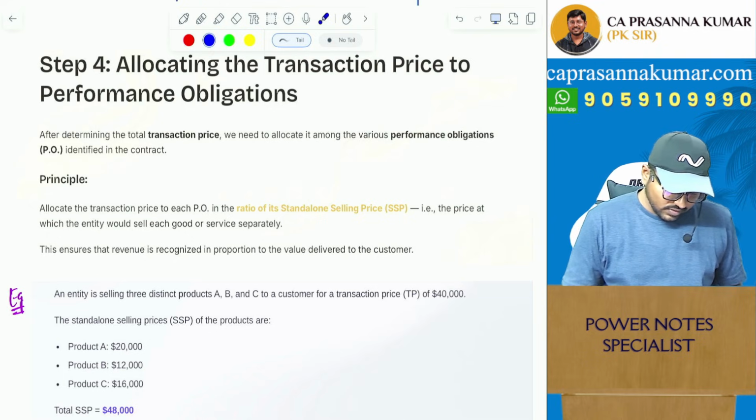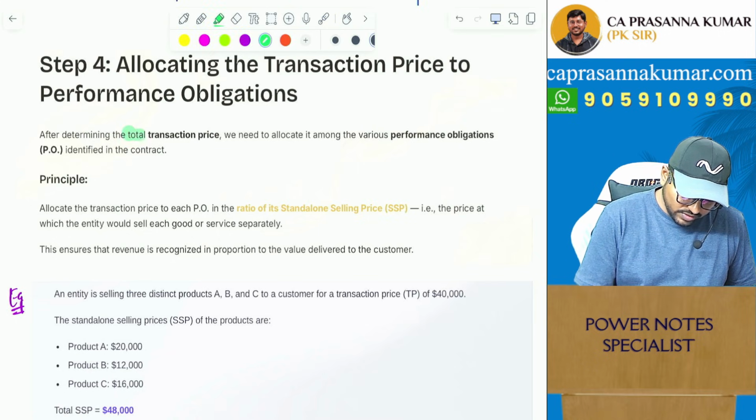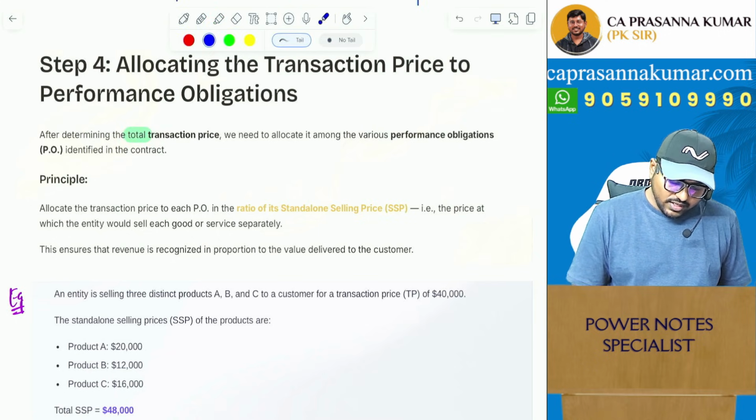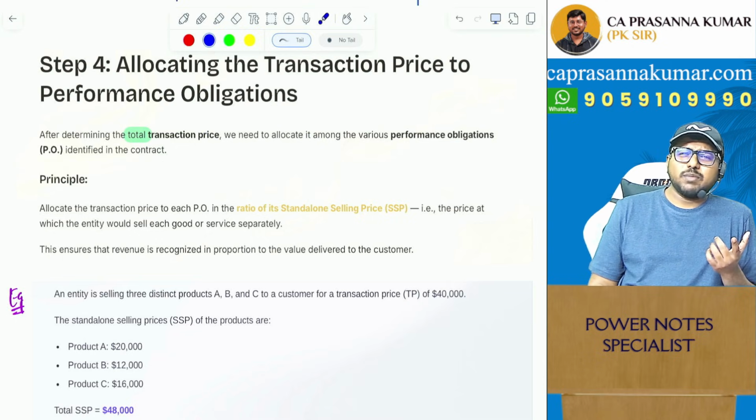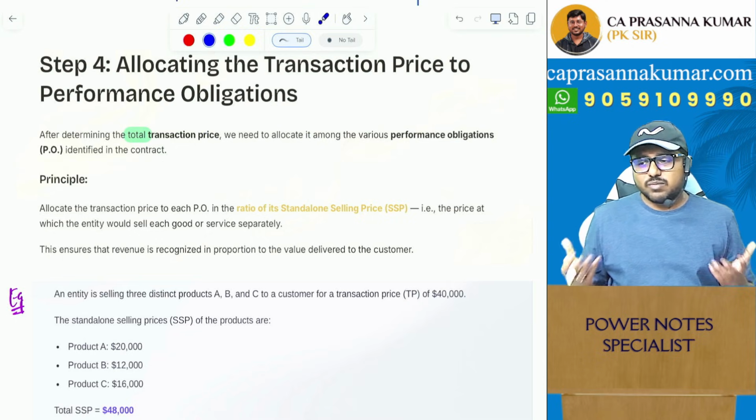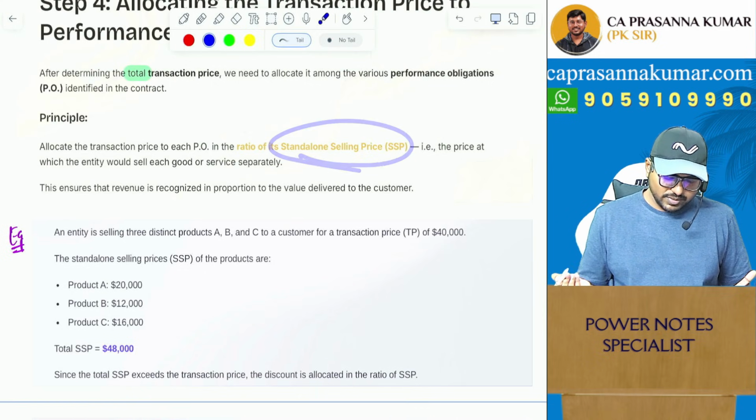That's all. After determining the total transaction price, concentrate on the word total. Okay. We need to allocate it among various performance obligations identified in the contract. If there is only one PO, there is no question of allocation. If there are multiple POs, obviously you have to allocate. How will you allocate? Very simple, in the ratio of SSP, that's all.